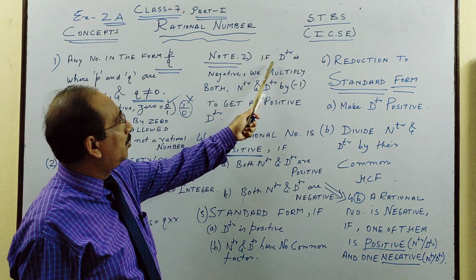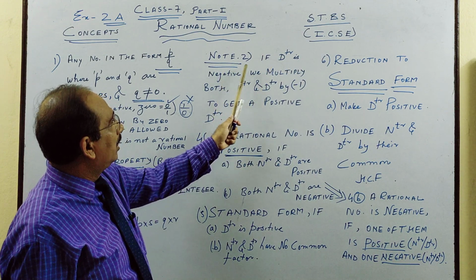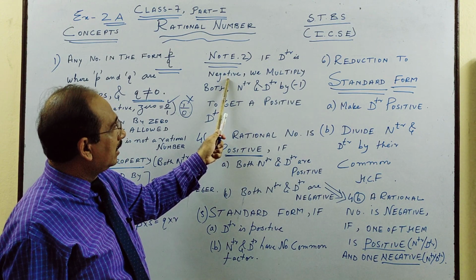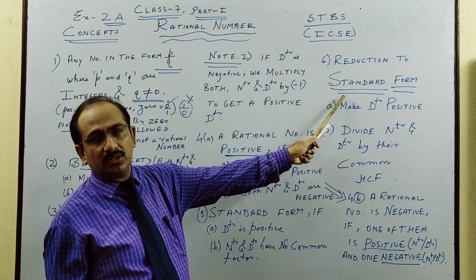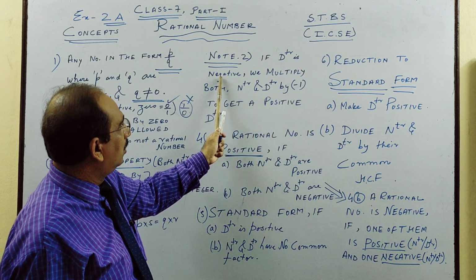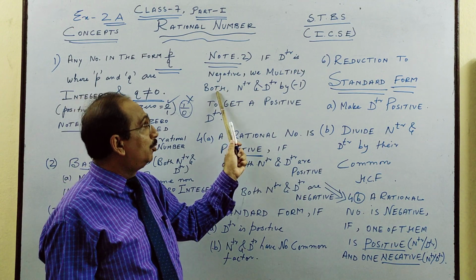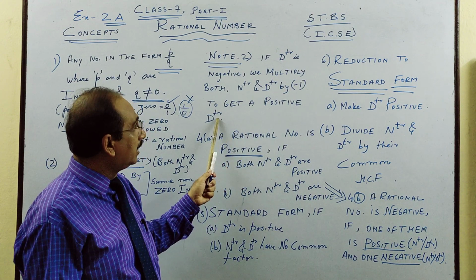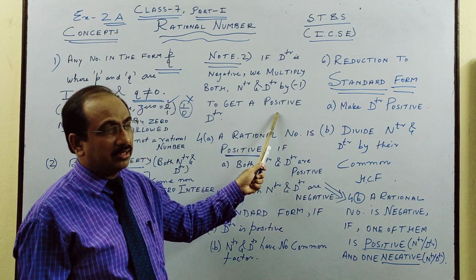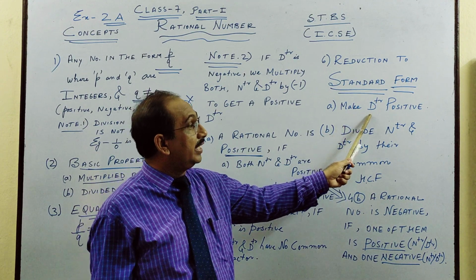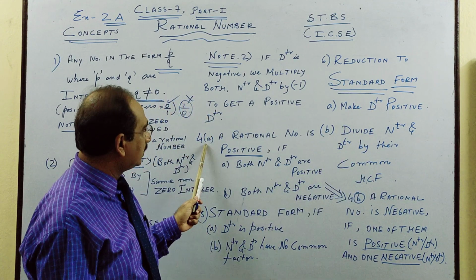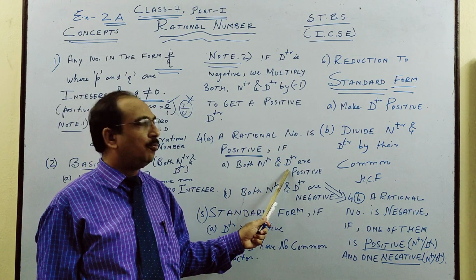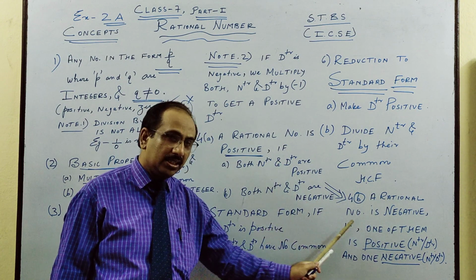Second very important thing: numerator and denominator. If the denominator is negative, to make it positive, I'll teach you in the standard form. If the denominator is negative, we multiply both numerator and denominator by -1, and I'll show you in the sum how the negative denominator becomes positive, because in standard form we need a positive denominator. Next, a rational number is positive if both numerator and denominator are positive or both of them are negative. After this you copy this, then come here.